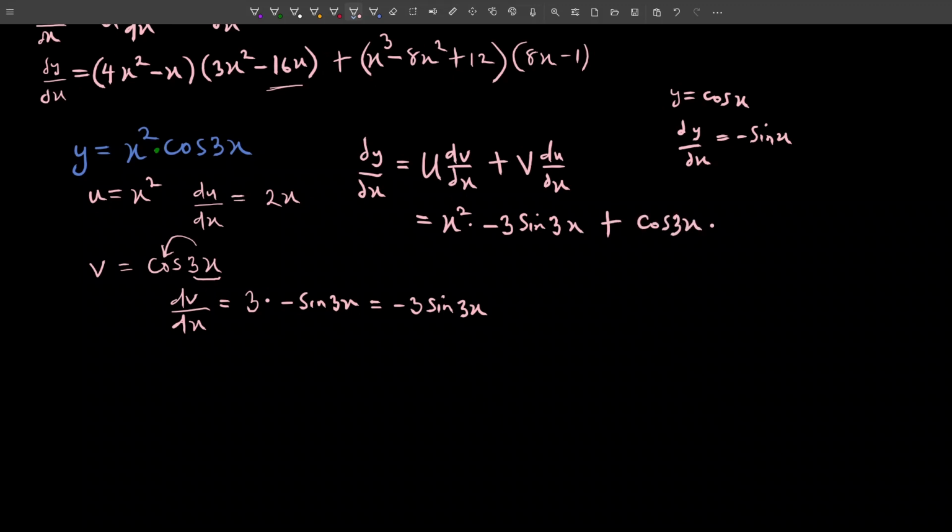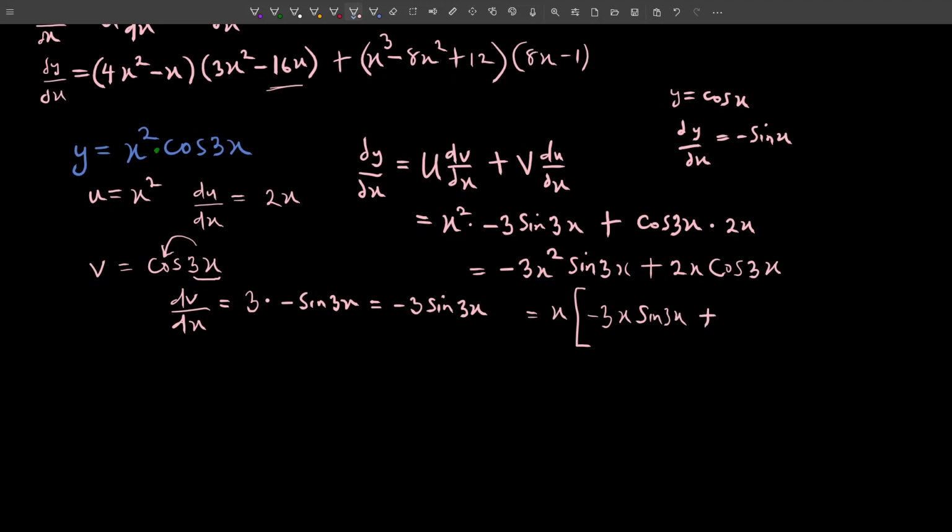v was going to be cos 3x times, what is du dx? du dx, we got 2x. So multiplying this, we're going to have minus 3x squared sine 3x, plus 2x cos 3x. So this can be the answer, or we can decide to factorize x and have x in brackets minus 3x sine 3x, because if you take x away from here, you're going to have minus 3x sine 3x, plus take x away from this, you're going to have 2 cos 3x. So this is the final answer.